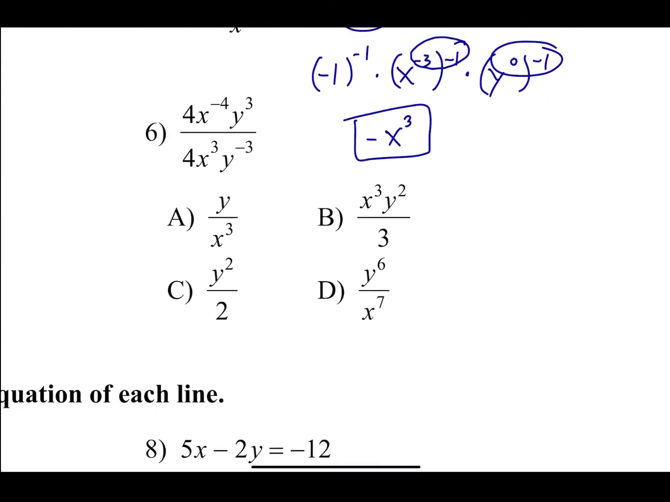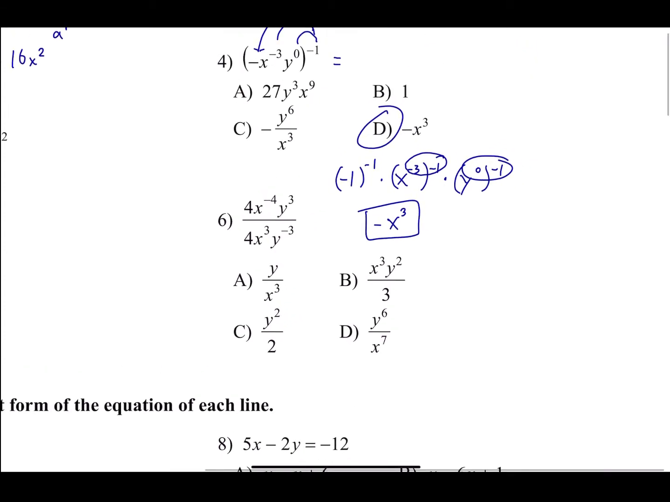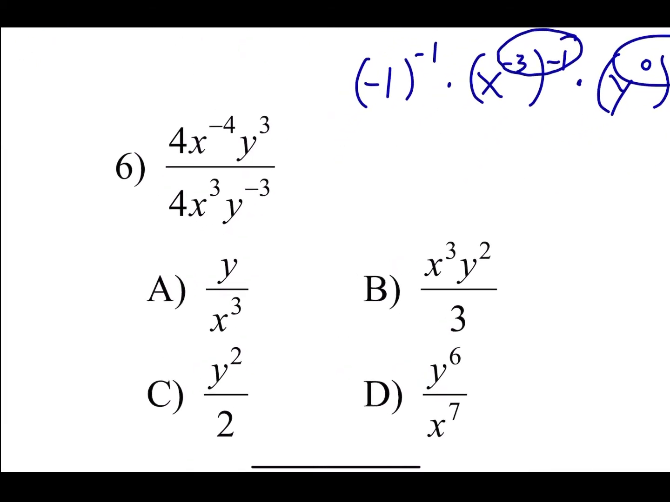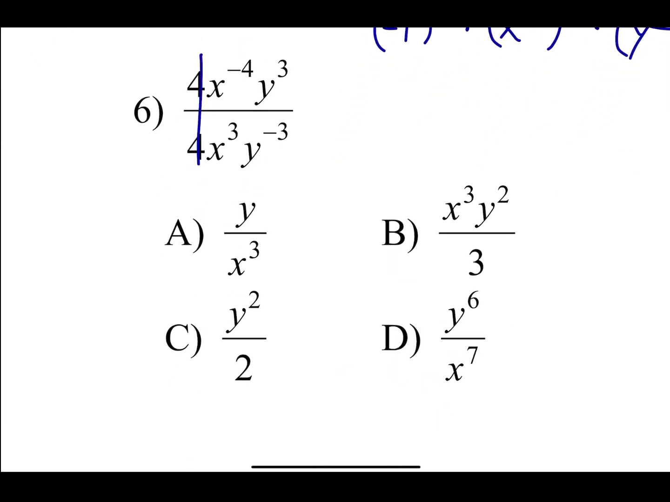Number 6. Let me clear some space. -4 divided by 4 cancels to 1. We don't write times 1, so it's gone. X to the -4 divided by x cubed. We could do this just the way it looks and say top minus bottom, -4 minus 3 is -7, and we end up with a -7.